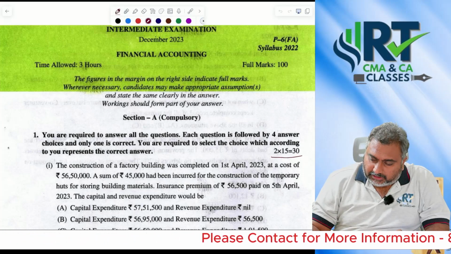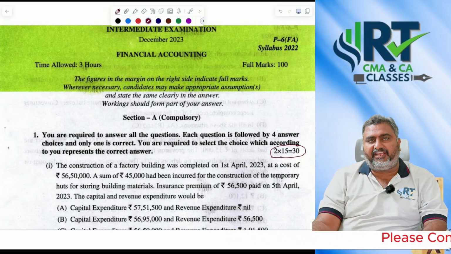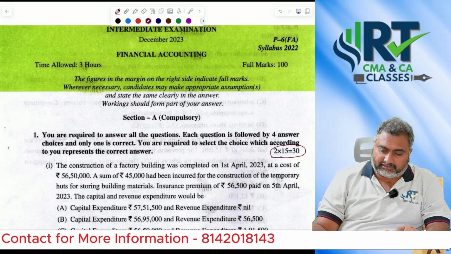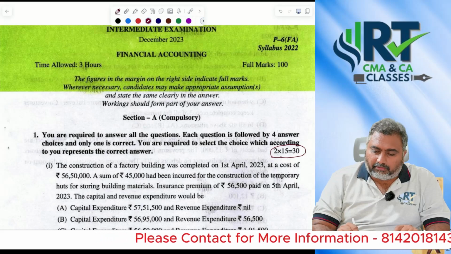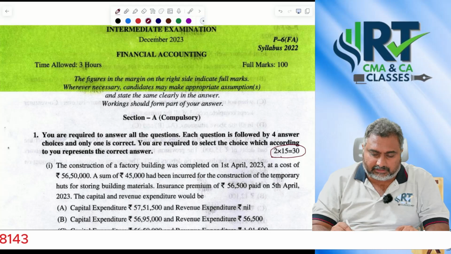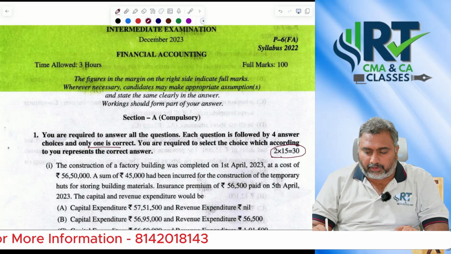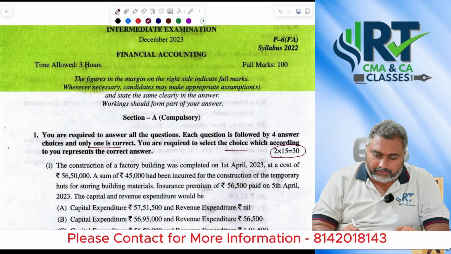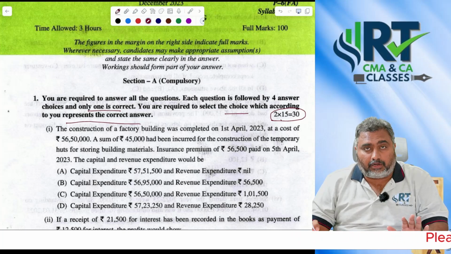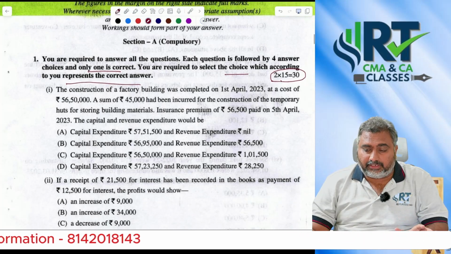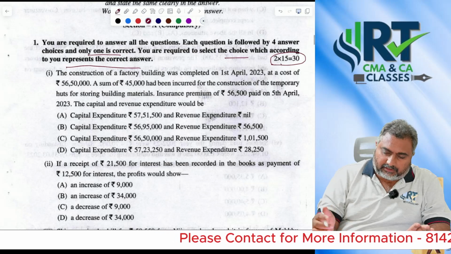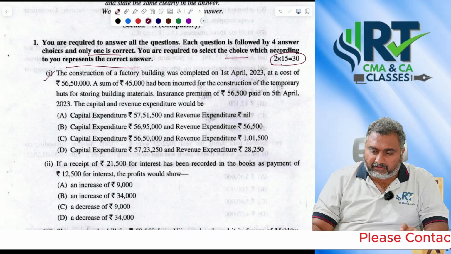The first question was a compulsory question with 15 MCQs, and each question carries 2 marks. You are required to answer all the questions. Each question is followed by 4 answer choices, and only one is correct. You are required to select the choice which, according to you, represents the correct answer. They are not asking how you got your answer. You just need to tick the correct answer. That is more than enough. And if you check the MCQs, all are from a fundamentals point of view.